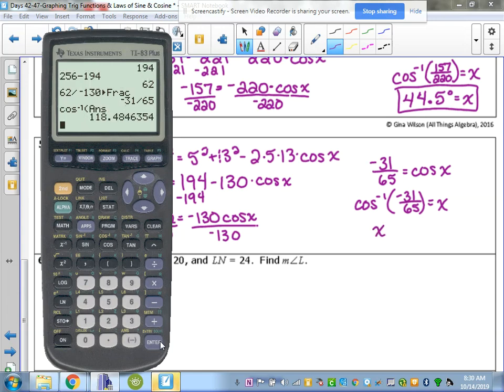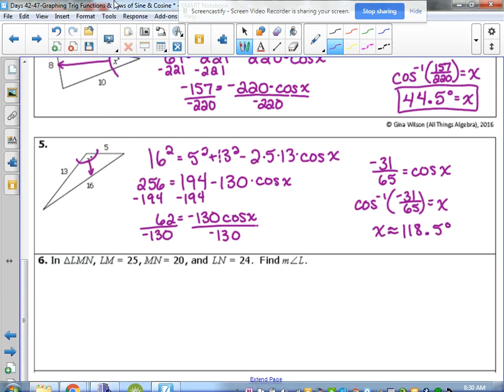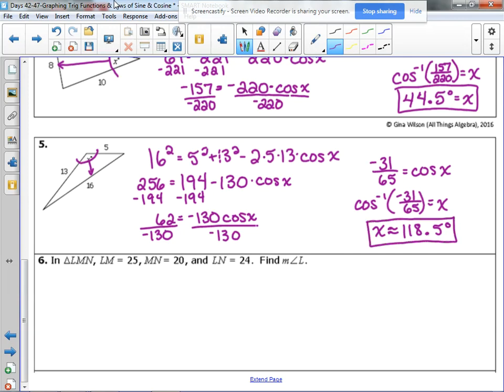And we get approximately 118.5 degrees. Again, go back to your diagram there and make sure that it makes sense. 16 is the longest side in your triangle, so it makes sense to have an obtuse angle there. So it's not a surefire way to check anything, but it is a good exercise to go through.